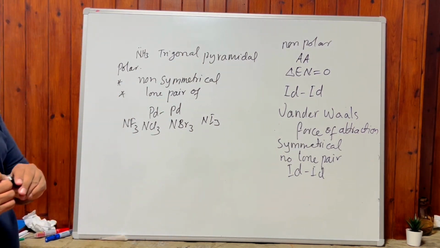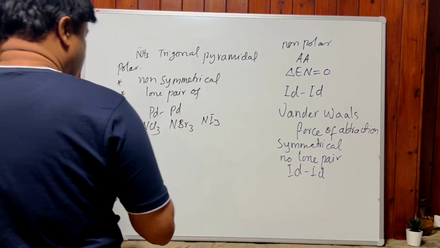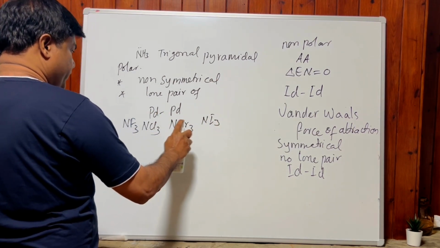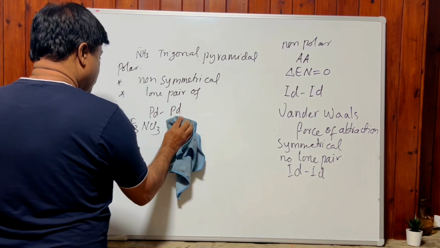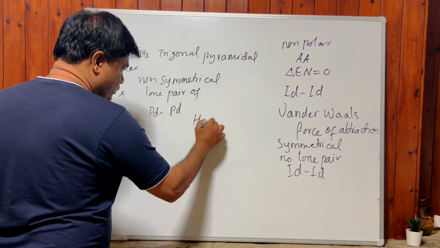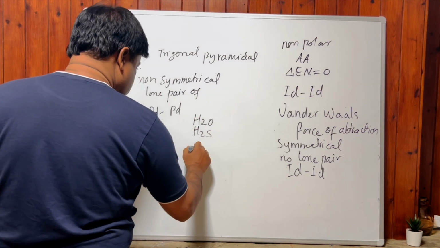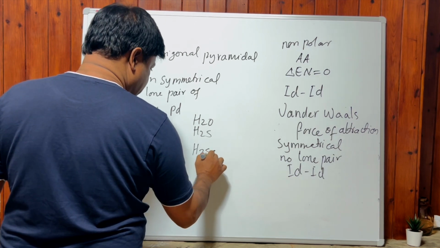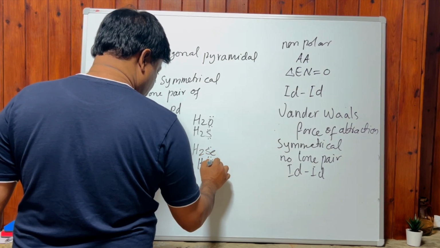Now come to group 6 elements, guys. They have lone pairs also. So group 6 elements: H2O, H2S, H2Se, H2Te. Look at that. Two lone pairs in each.